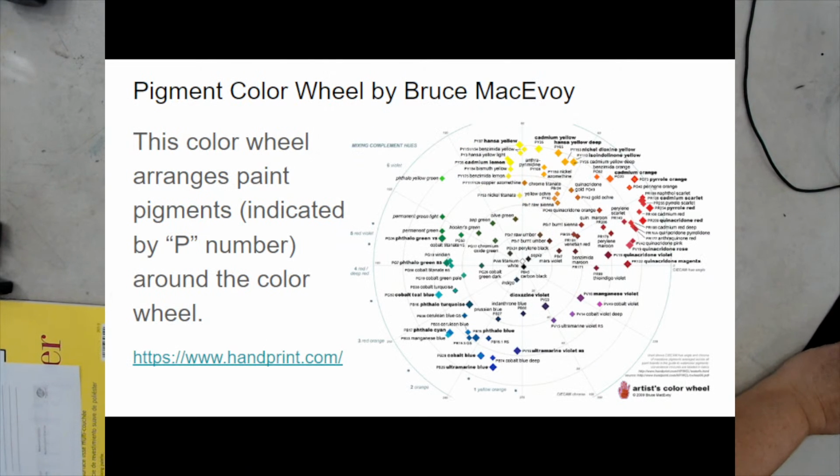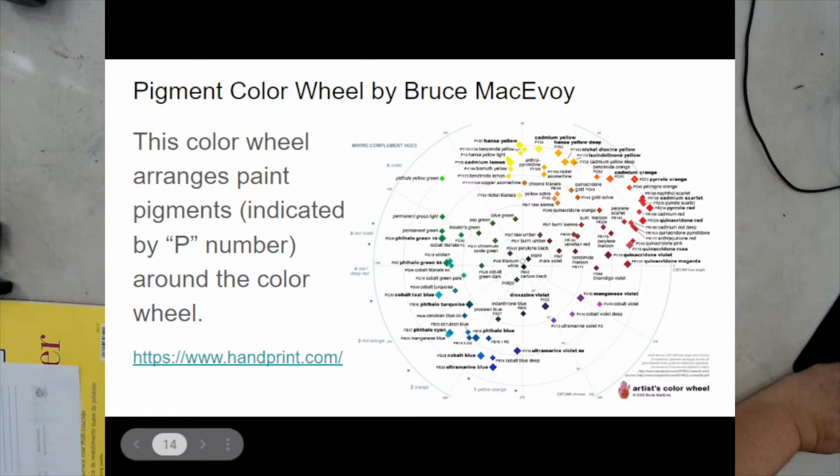I found this one recently. This is pretty involved, but in this color wheel, this particular person, Bruce MacEvoy, and you can find more about him, there's a weird kind of website. It's called handprint.com, and that's where you can access this chart for yourself and blow it up if you need to.